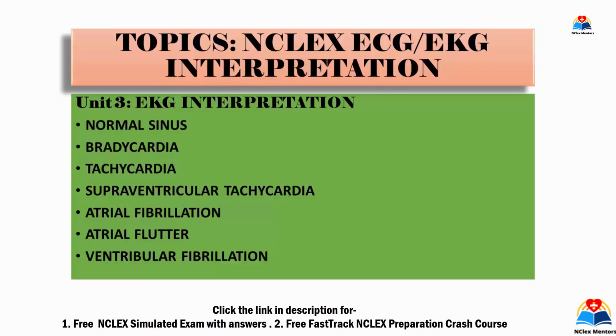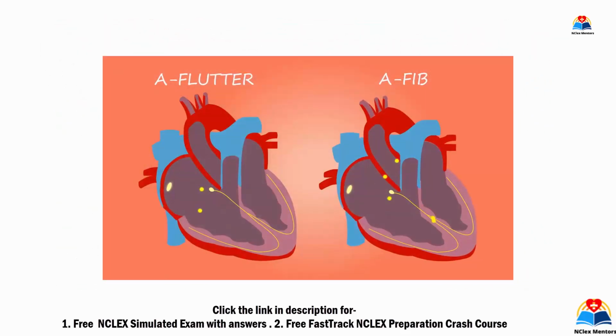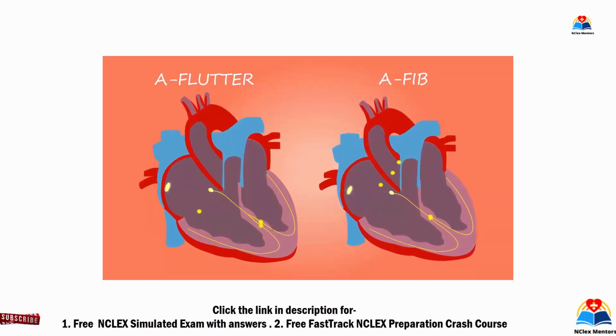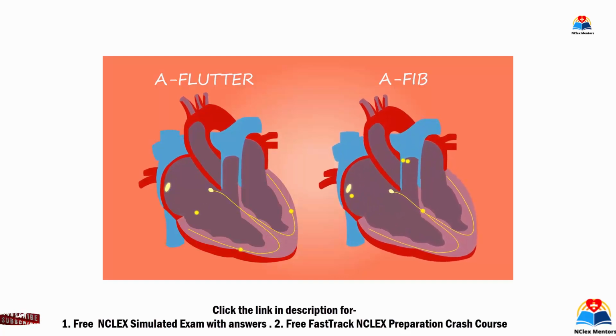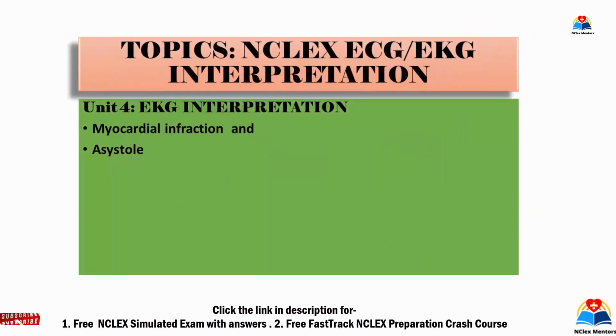Note that we are talking about ventricular rate and rhythm when we are talking about normal sinus, bradycardia, and tachycardia. What about rate and rhythm happening in the atria? For that we will study supraventricular tachycardia. We will also study atrial fibrillation, atrial flutter, and ventricular fibrillation, and study in depth with practice examples the different types of heart blocks. After this, we will also study myocardial infarction and asystole.